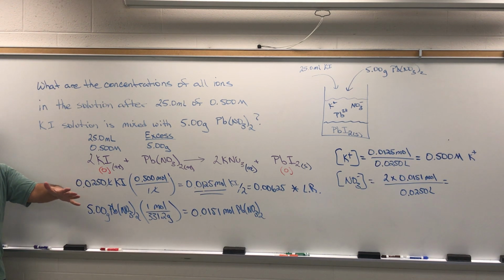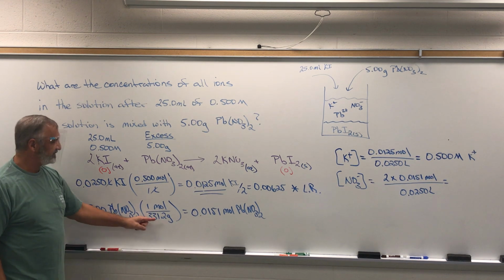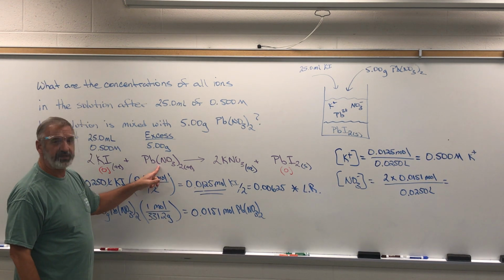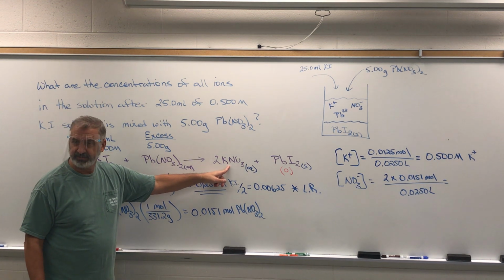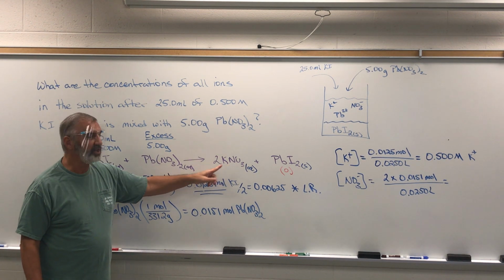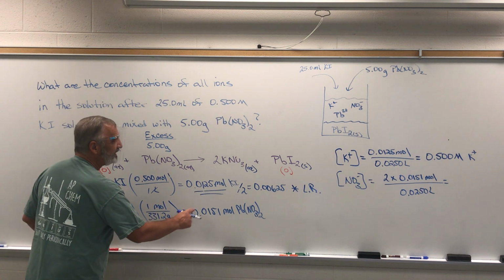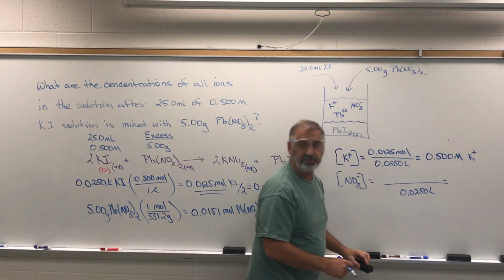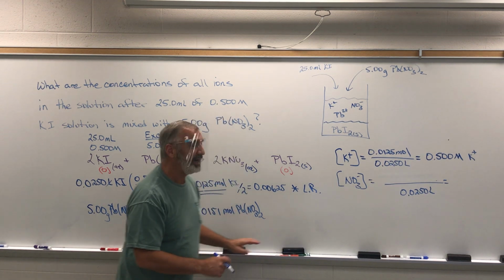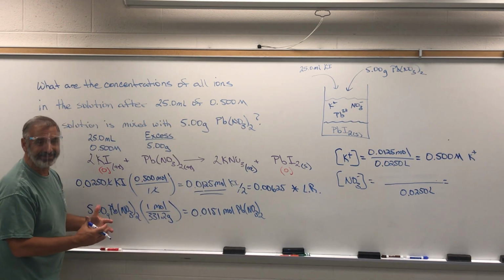Backtrack, gotta clear my brain. All right, so this is how many moles of lead nitrate that I have, but not all of it reacts, not all of it goes to here, okay? So I can't say that it's going to be 2 times the 0.0151 because not all of it reacted. I need to use the amount that reacted.